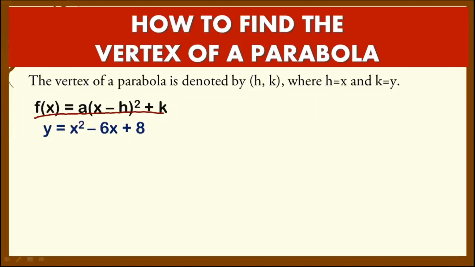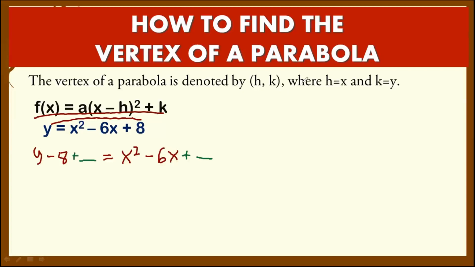So the first step to do is to move our 8 to the left side of the equation. So it becomes y minus 8 equals x squared minus 6x. To complete the square, we are going to add one term here on the right side and also add the same term on your left side of the equation.